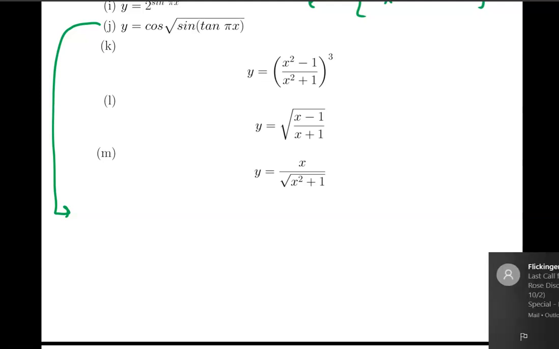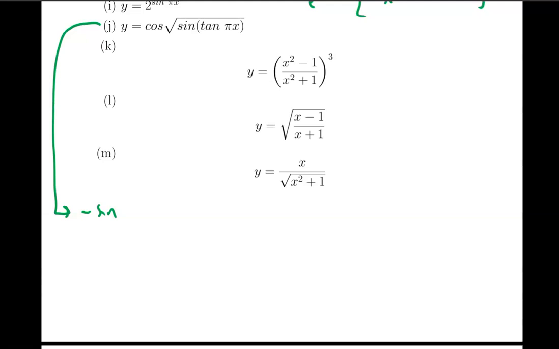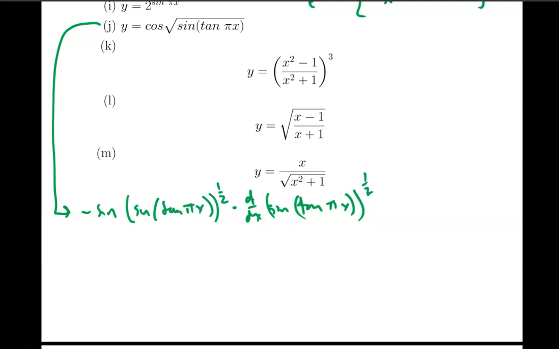So the derivative of cosine of something is negative sine of the something, which in this case is sine tan pi x to the 1/2, times the derivative of that stuff, sine tan pi x to the 1/2. Okay, that's the first step. So you have the cosine of something, the derivative is negative sine something times derivative of something. Now I have to do this.